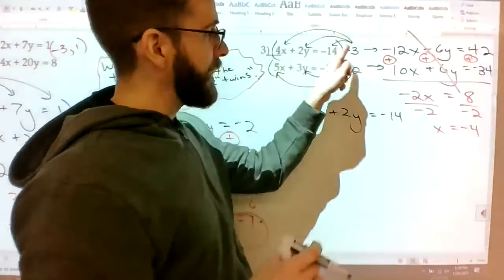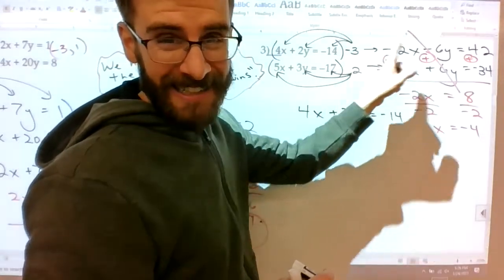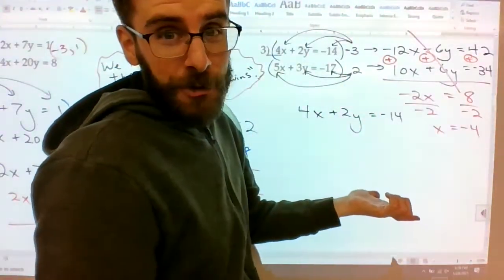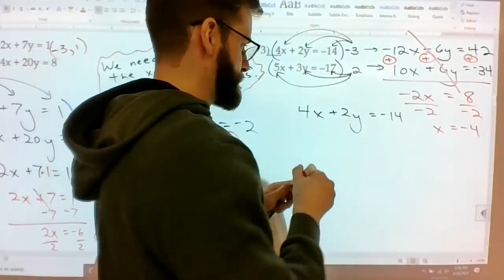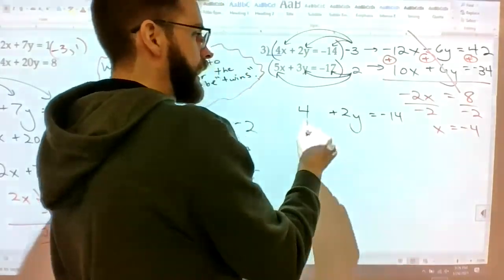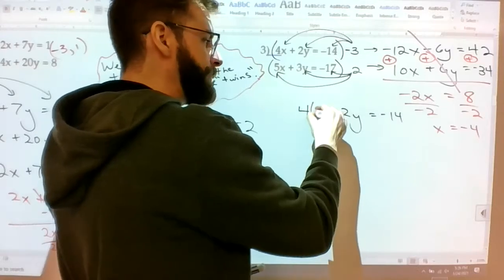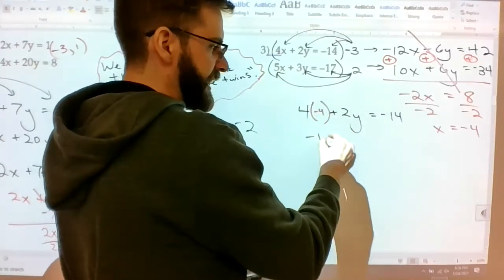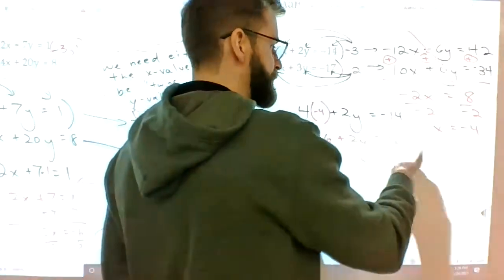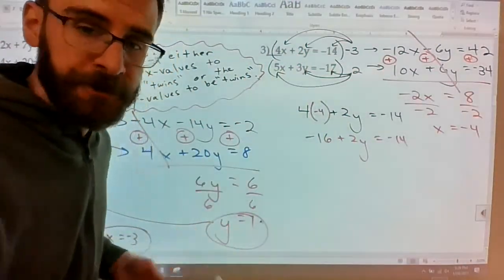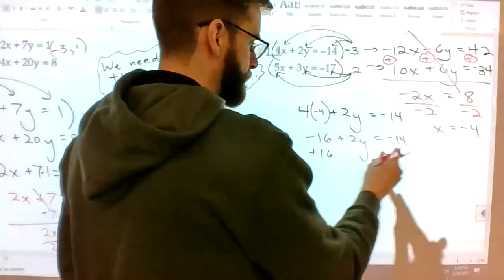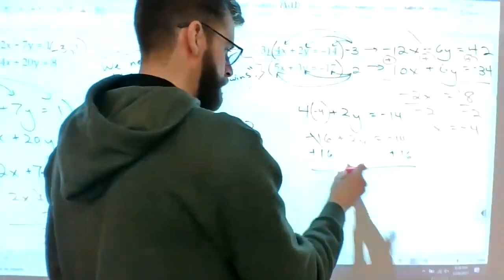Sincerely, though, my apologies. I did not mean to mess that up, but I did catch it when I realized, hey, I was trying to get 6 y's. Well, I don't have 6 y's. Anyway, the x value is 4 times negative 4, which gives us negative 16 plus 2y equals negative 14. Add the 16 to both sides and divide by 2.